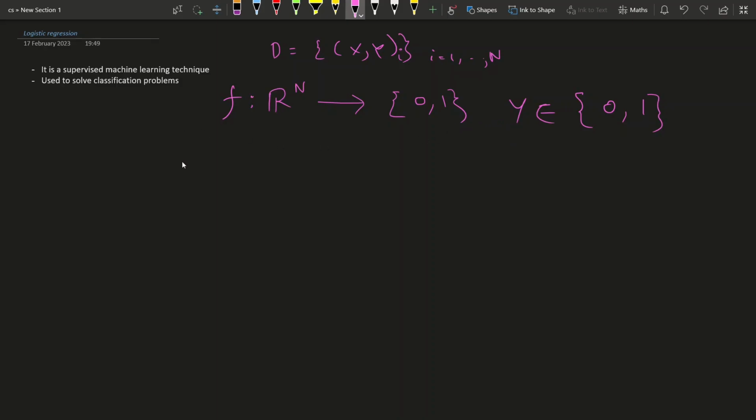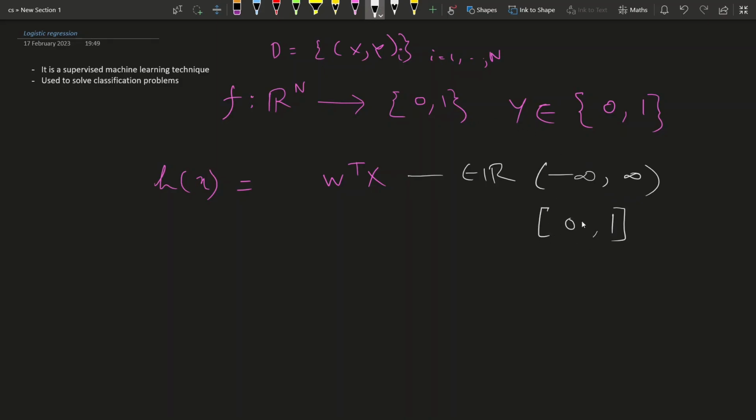So now comes the hypothesis function. In linear regression, if you remember, the hypothesis was W transpose X, where X is the input. In the case of linear regression, this gives an output that belongs to the real numbers, meaning the range will be from minus infinity to infinity, but we want only discrete values. We want it to be in between, at least in between 0 and 1, if not exactly 0 and 1.